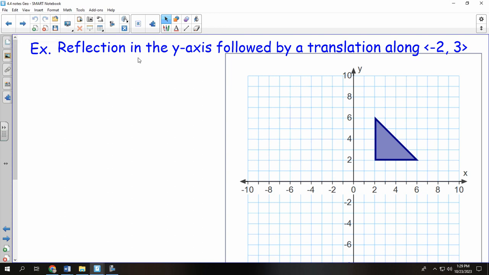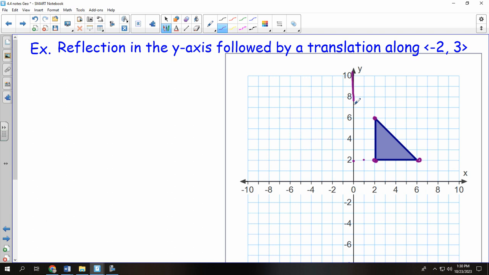We have a reflection in the y-axis followed by a translation along -3, -2, -3. So the first thing we're going to do is the y-axis reflection. Here is the y-axis. This is the line we're reflecting across. I like to think of it as whatever distance we are from our line of reflection, we're going to replicate that distance. So we look at this point here, and this point here, and we're going to recreate those distances.